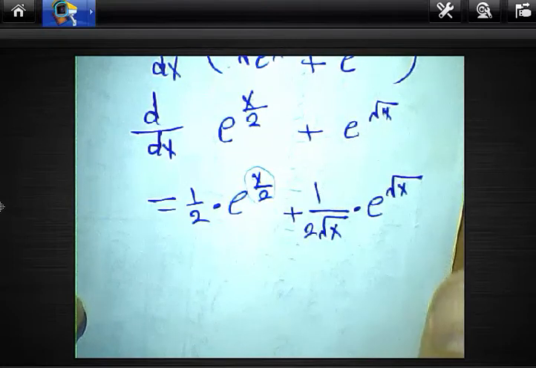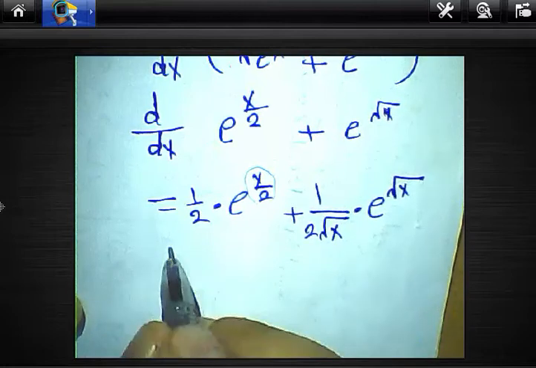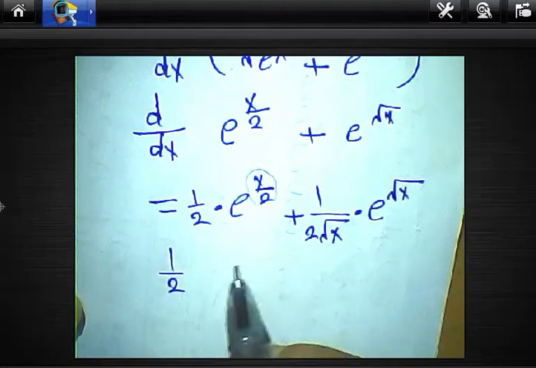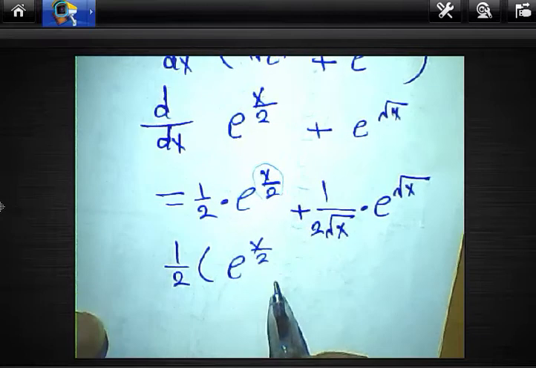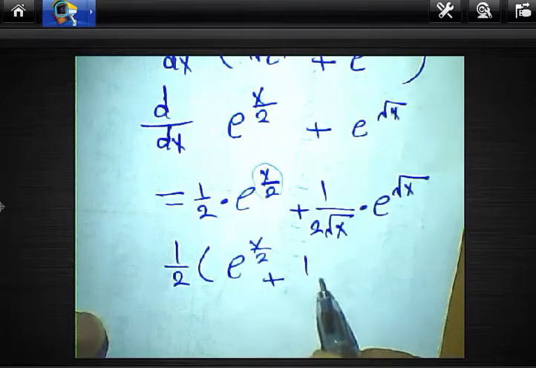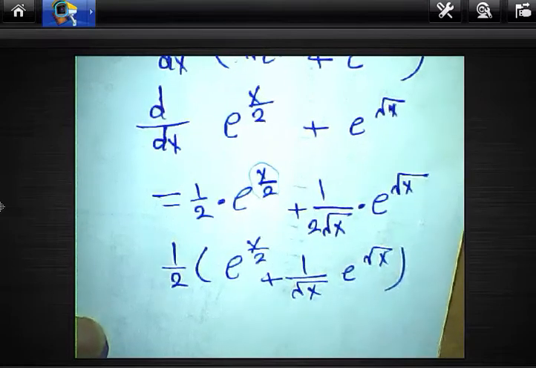Okay, so we can find the result, with 1 over 2 as the coefficient. The result will be e power x over 2 plus 1 over root of x times e power root of x. This is the result for this function.